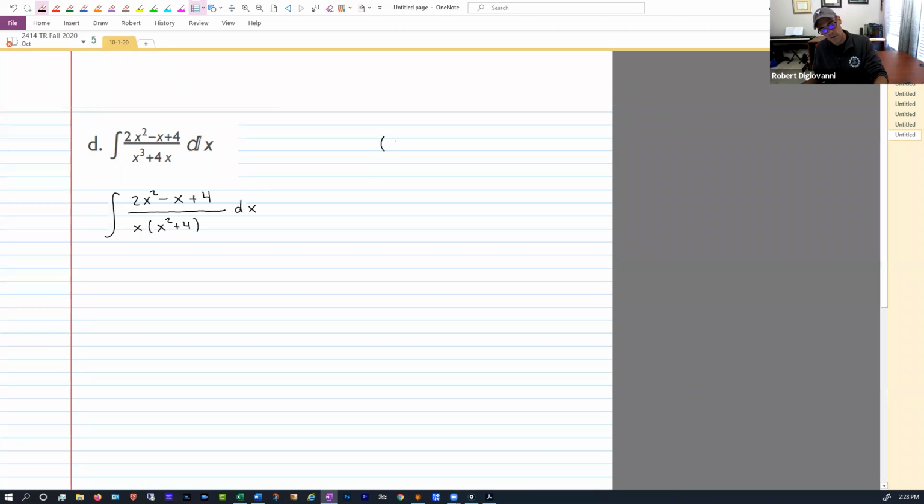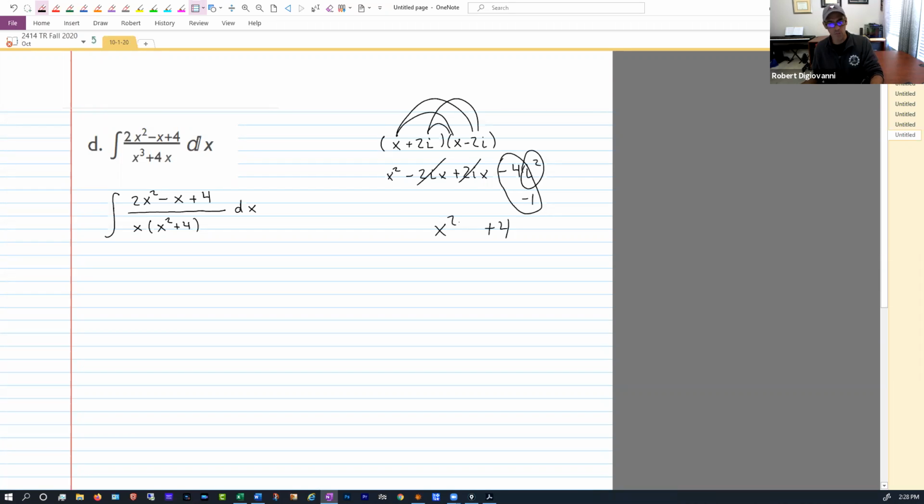Because I could do this. If I did x plus 2i times x minus 2i, then that would be x squared plus 4. You do x times x, that's x squared. Then this times this, that's negative 2i times x. Then this times this, that's positive 2i times x. Then the last one gives you minus 4i squared. But i squared by definition is -1. So you put the -4 and the -1 together and you get plus 4. The middle terms cancel and you get x squared plus 4. So you can factor x squared plus 4, but only over imaginary numbers. Okay? We're not allowed to do that here.